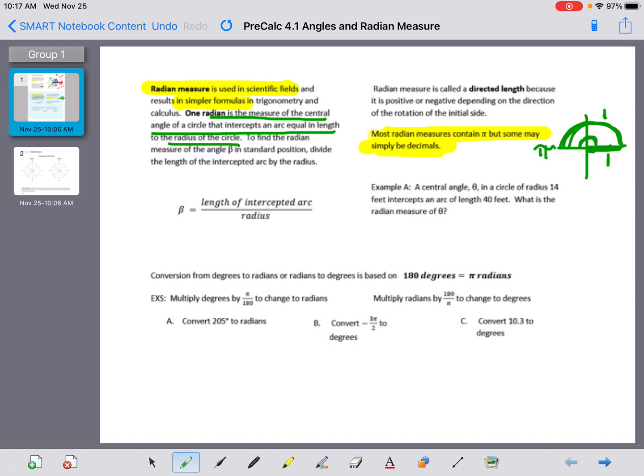You'll notice when we work with radians, almost all of our radians are going to be fractions, okay? And I did say that, fractions. I don't want decimals. I want fractions when we are dealing with pi. When it's not dealing with pi, decimals are fine. But when pi is used, we want fractions. Okay, so we have one formula here to find the radian measure of an angle.